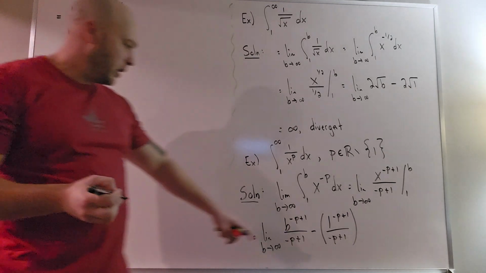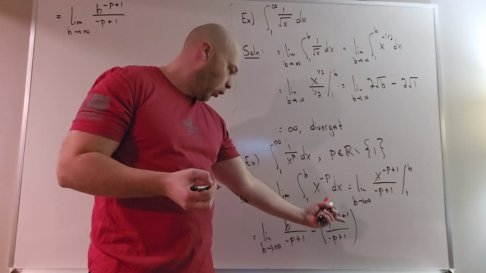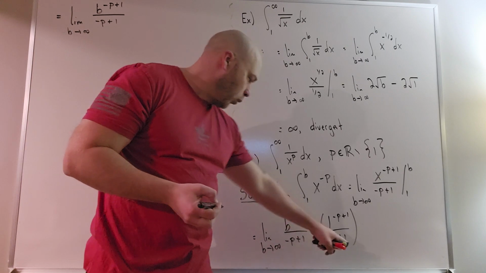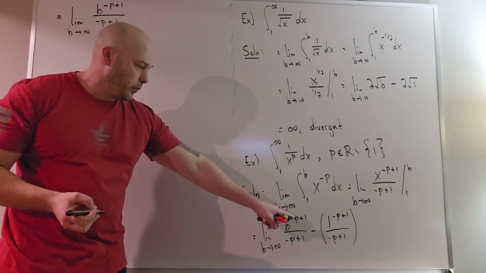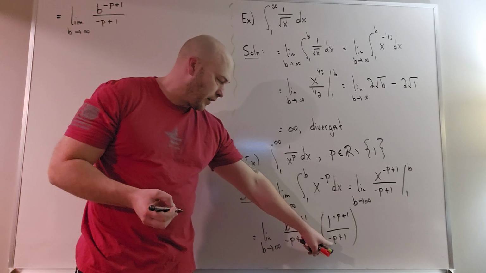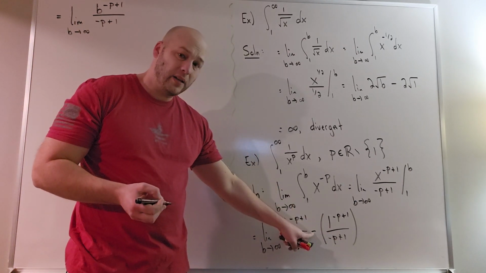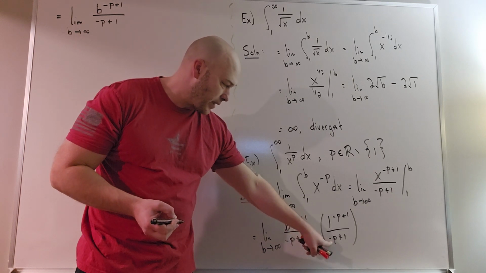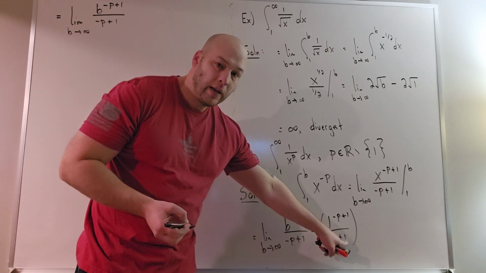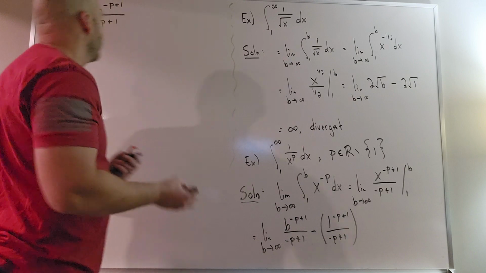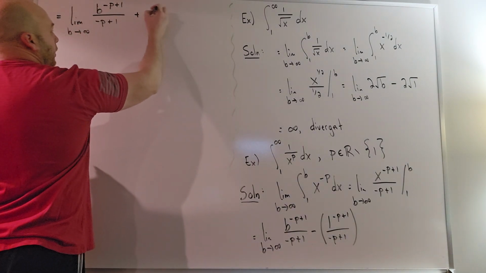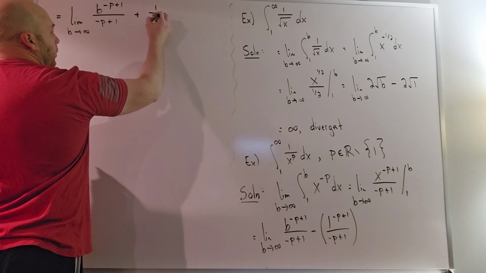Now the second term here, of course, 1 to any power is 1. And then in my denominator, I've got negative p plus 1. So the numerator, again, is 1. The denominator is negative p plus 1, but then I'm subtracting. So what I could do is distribute that through to make that positive p minus 1. And then I'll rewrite it as 1 minus p, meaning I have plus 1 over 1 minus p.